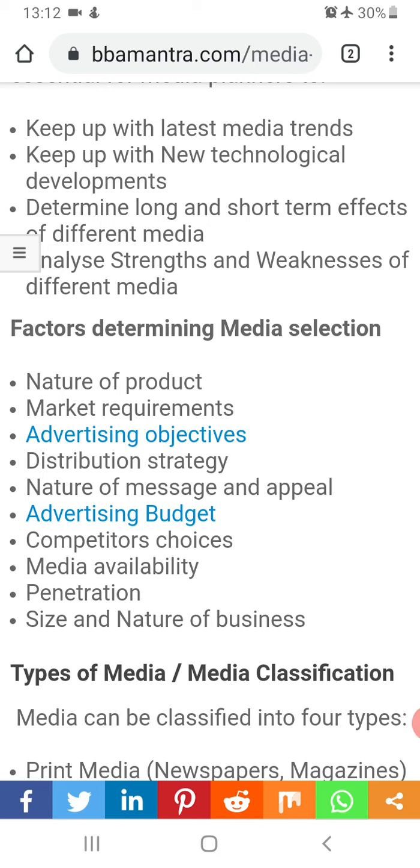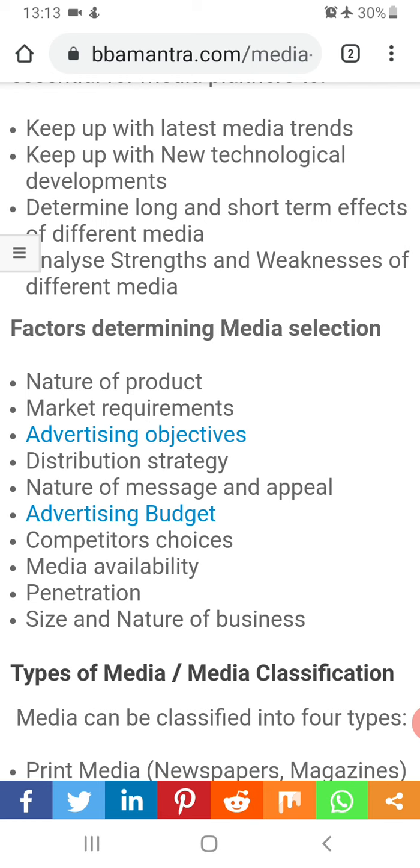And today's topic that we are going to study is factors determining choice of media, or media selection. In the last class, I had already discussed different types of media, their features, advantages, and disadvantages.